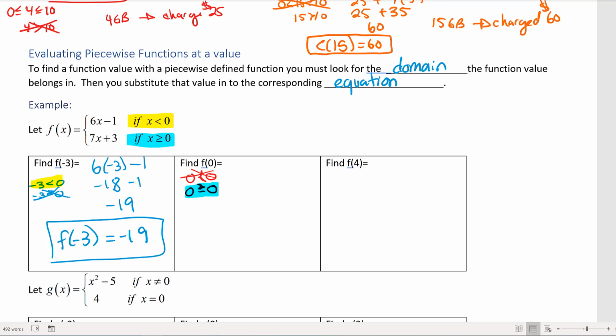So we're going to plug it into the second equation. So we have 7 times x plus 3, but x is now 0. So that's 0 plus 3, or just 3. Therefore, f of 0 is equal to 3.